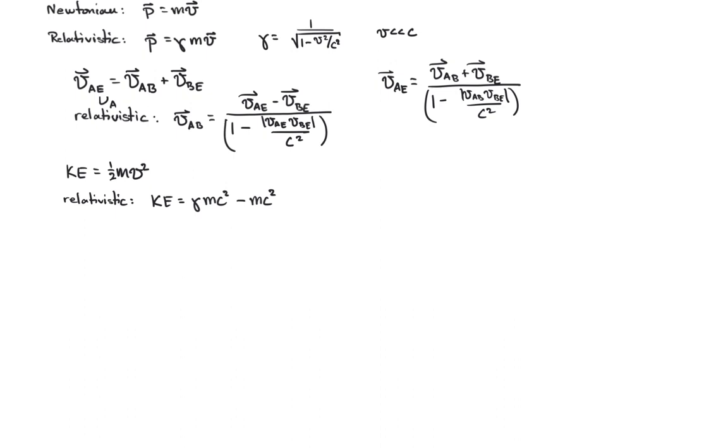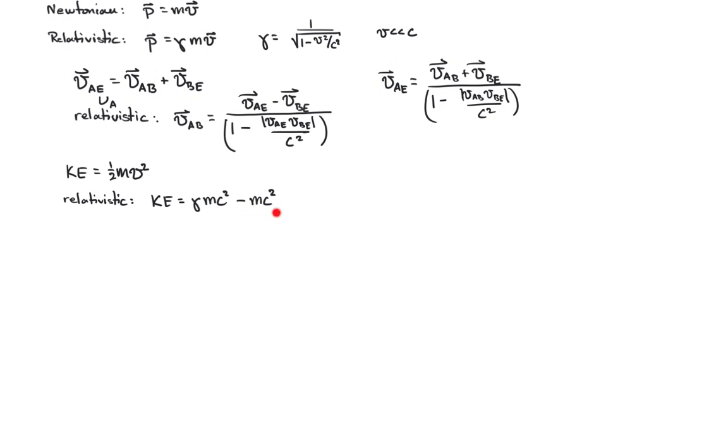mc squared. So our total energy is going to be our kinetic energy, which is our half mv squared, is going to equal, this is our total energy. And again, our gamma term is just relating to the speed of light.